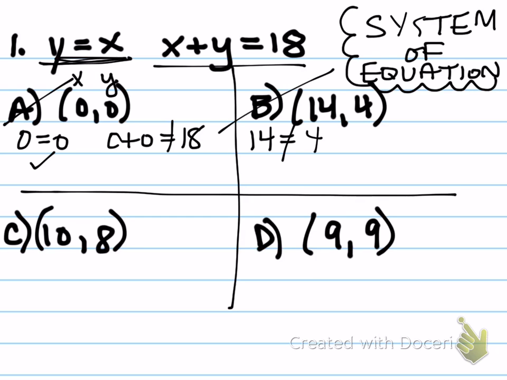Choice C, same thing. We have 10 and 8, so if we check that into the first equation, which I'll remind you is y equals x, y is 8, x is 10. These things are not the same, so hopefully D is our correct answer.